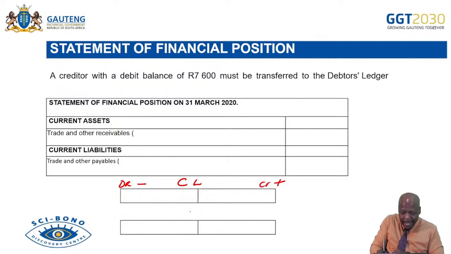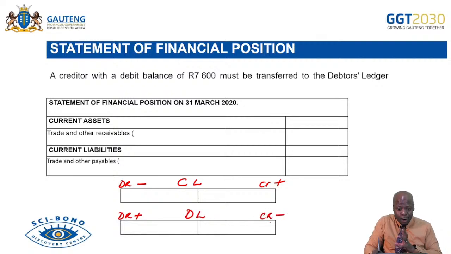You're correct. Then my other one is going to be my debtors ledger, which is an asset. An asset on the debit side, I'm going to say plus. And then on the credit side, I'm going to say minus. Okay. Now, let's follow what we are being told here.